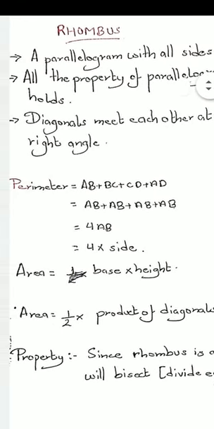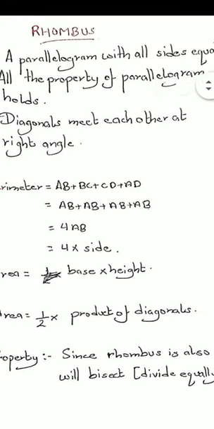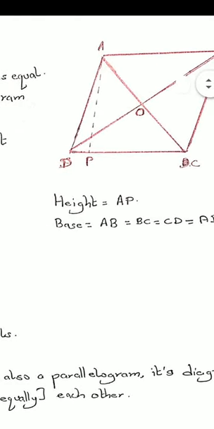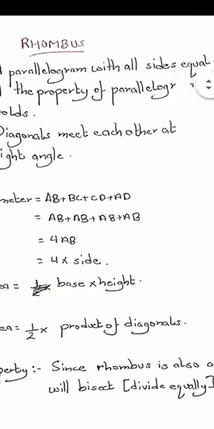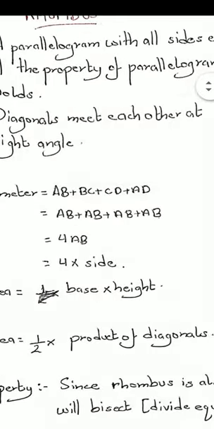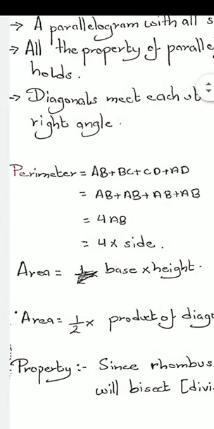Okay, so if you look at the perimeter of this rhombus, it will be AB plus BC plus CD plus DA. But as you know, all the sides are equal, so I can write all of them as AB plus AB plus AB plus AB. So I can write 4AB or 4 into side. So the perimeter of a rhombus will be the same as the perimeter of a square, that means 4 into side.